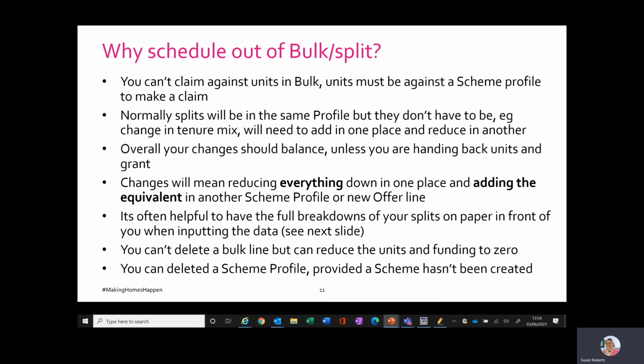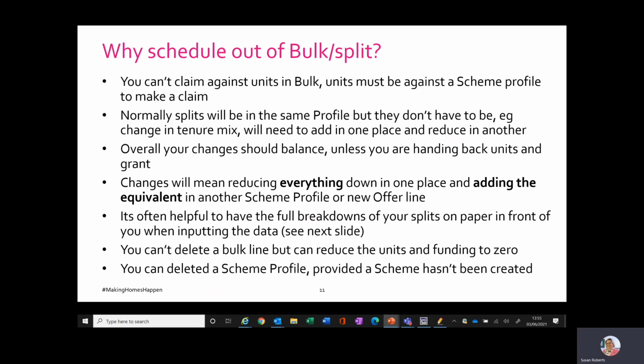So it might be that you've got some units that were originally intended to be rent that are now going to be shared ownership. So in that case, when you're doing your split, you will need to add in one place and reduce in another. Overall, any changes that you make, unless you're handing back units and grant, should match. So think of it like a balance scale. If you add something, you've got to take it away from somewhere else.